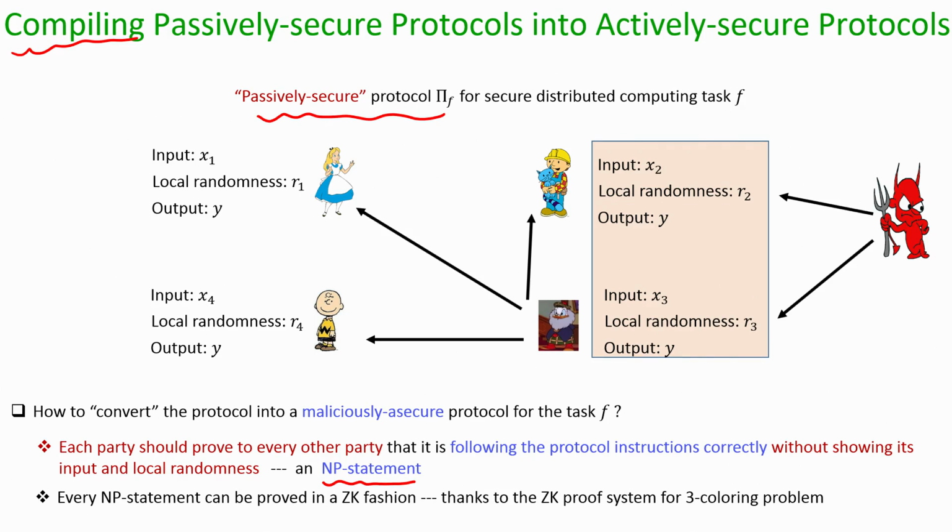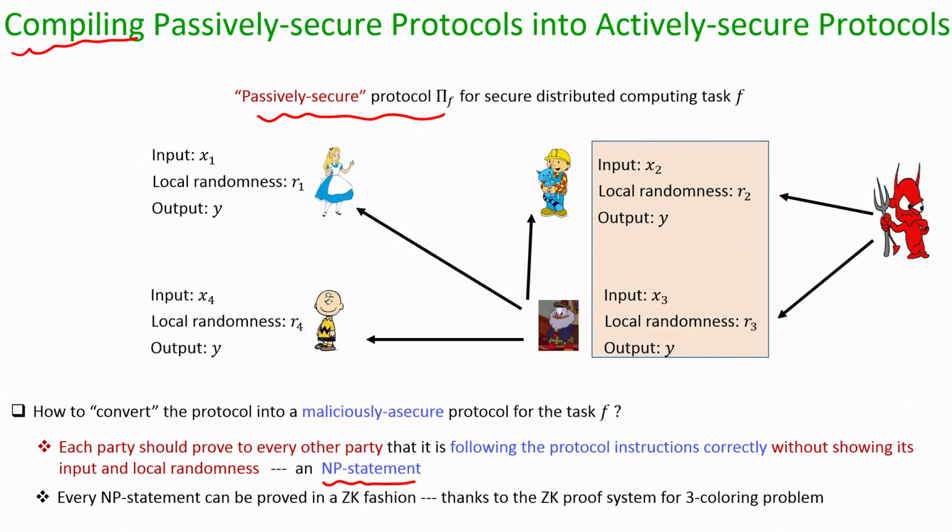If the proof is satisfied, that gives the guarantee that every party is following the protocol instructions correctly. If the proof does not go through, we can simply stop the protocol there itself. So, in that sense the zero knowledge proof system gives you a very powerful paradigm of compiling a passively secure protocol into a maliciously secure protocol.